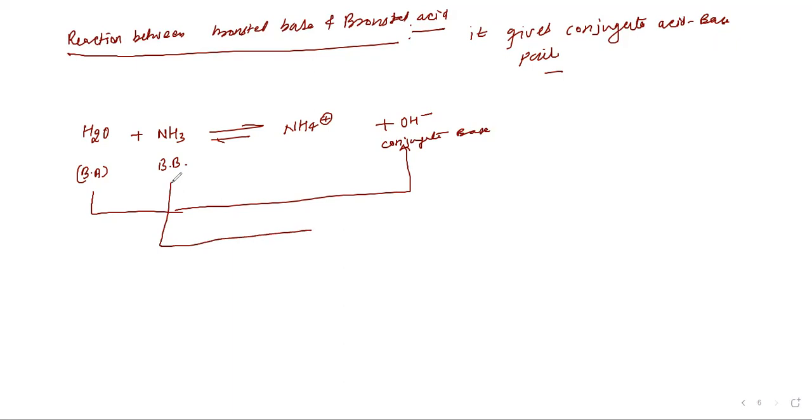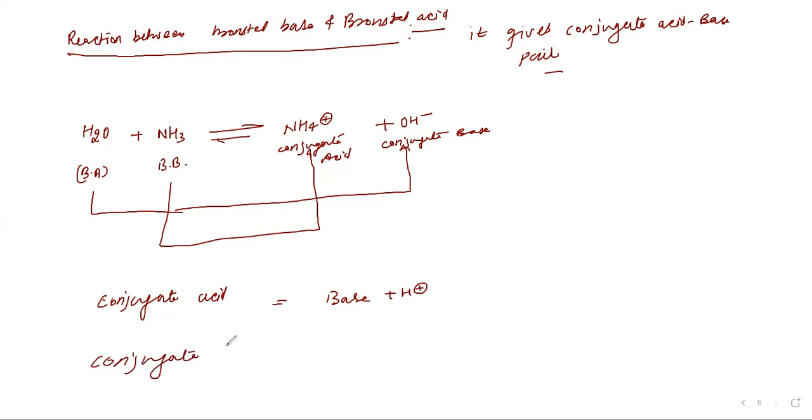And a base has a conjugate acid. Now if you talk about the conjugate acid, how is it formed? Conjugate acid is base plus H plus ion. If you add H plus, you get the conjugate acid. If I talk about the conjugate base, conjugate base means acid minus H plus ion. This is the concept. Can you understand?